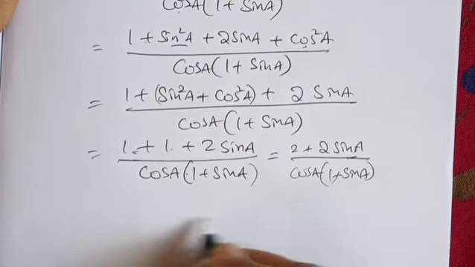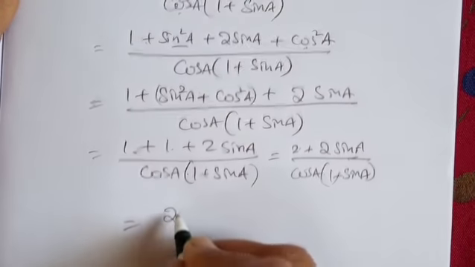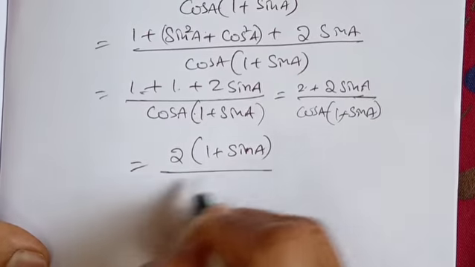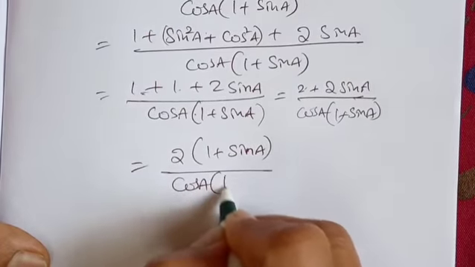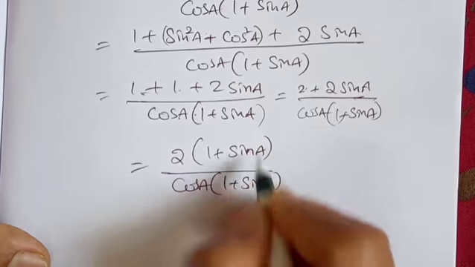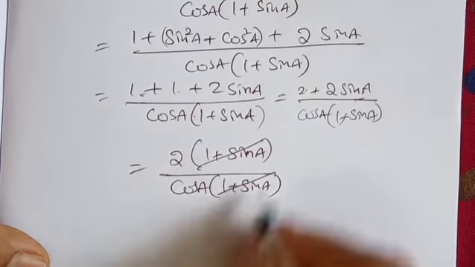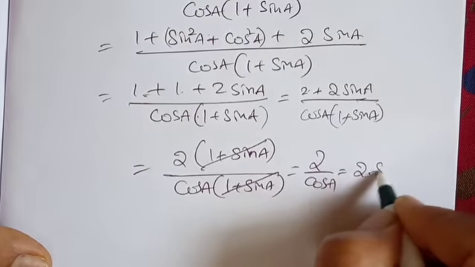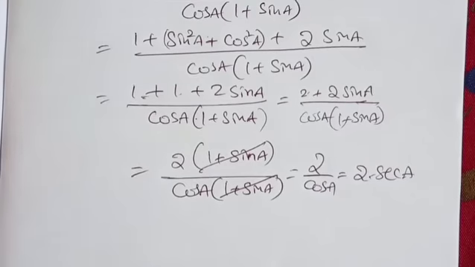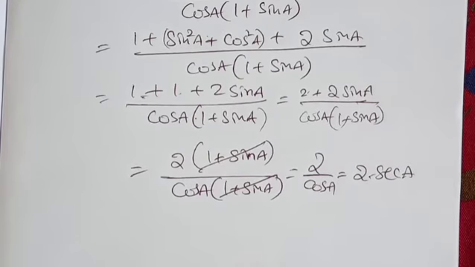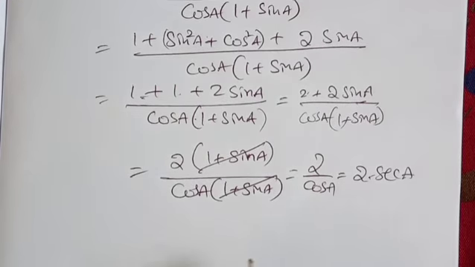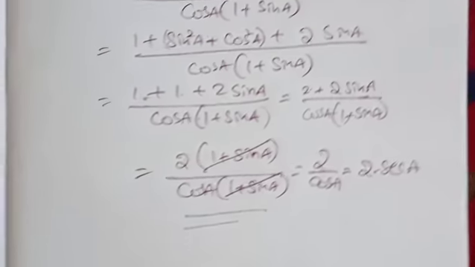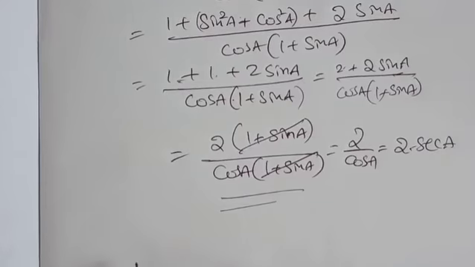Okay, now here again I can take 2 as common: 1 plus sin A by cos A into 1 plus sin A. 1 plus sin A, 1 plus sin A is cancelled. 2 by cos A is equal to 2 into sec A. 1 by cos is what? Sec only, no? That's all. This is the 29th question. So we'll go with the 30th question also.